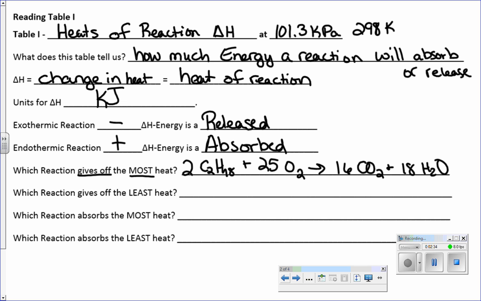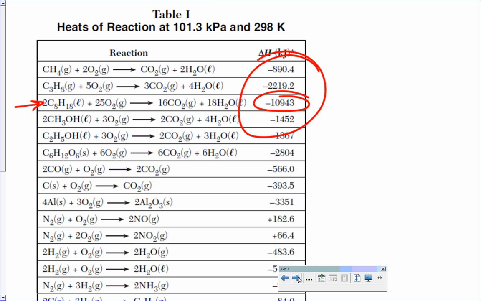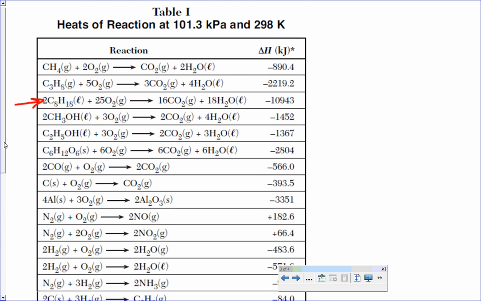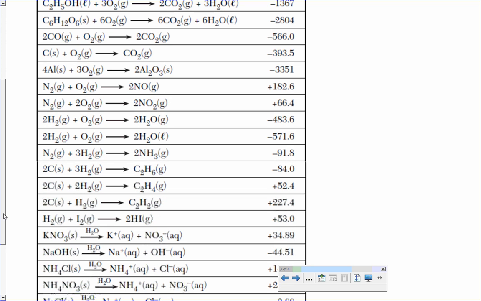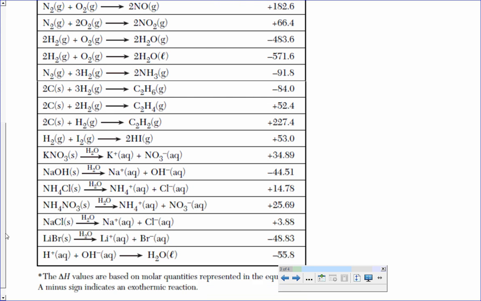We wanted to figure out which reaction is going to still give off, but this time the least amount of energy or heat. We're now going to look up and down on our table and see where we can find a nice small number, but still negative. The smallest negative number I was able to find is right down here, negative 44.51. And this signifies the dissociation of sodium hydroxide.